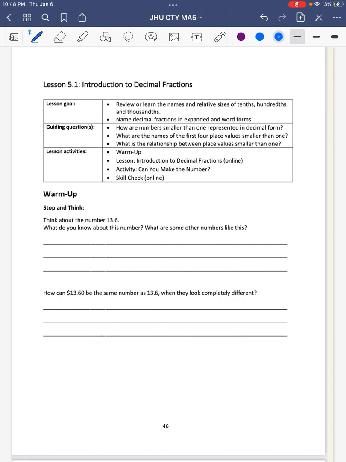So the number 13.6. Well, I know that it has a decimal and a whole number in it. So the decimal is the 0.6. The whole number is 13. Okay. What I know about decimals, I know that the 6 is in the tenths place, just like the 1 is in the tens place. And the 3 is in the ones place. I think that's the trickiest thing about place value, and we'll look at that on the next page.